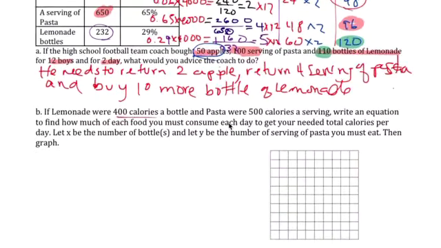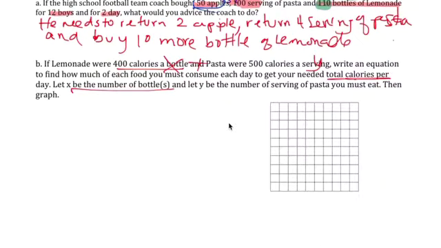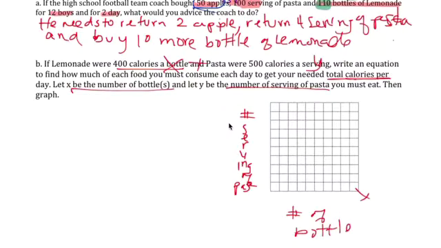Lemonade is 400 calories a bottle, and pasta is 500 calories a serving. Write an equation for how much of the food you must consume each day to get your needed total calories per day. Let X be the number of bottles. Let Y be the number of servings of pasta. Okay, so 400x plus 500y equals the 4,000 calories needed.